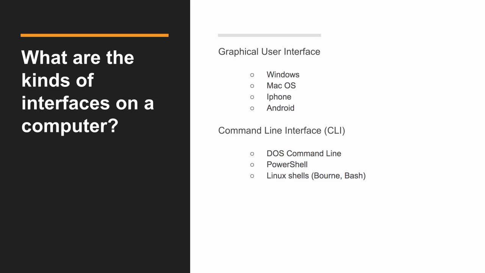There are basically two types of interfaces that are available on computer systems. The first one is a graphical user interface, or GUI. Examples of that are ones that we use every day: a Windows machine, the Mac OS, also the interfaces on your phone, the iPhone or Android. Those are graphical user interfaces that are designed to point and click. In addition, there are command line interfaces, or CLI. Examples of that are the DOS command line, PowerShell, and also the Linux shell, either the Bourne shell or the Bash shell. These give you a little bit more control over the computer system, and we're going to look at a specific example of that today, the DOS command line.